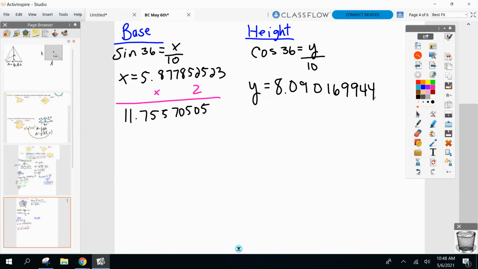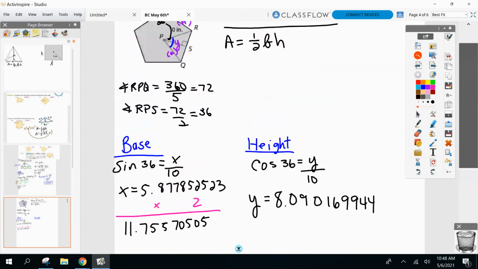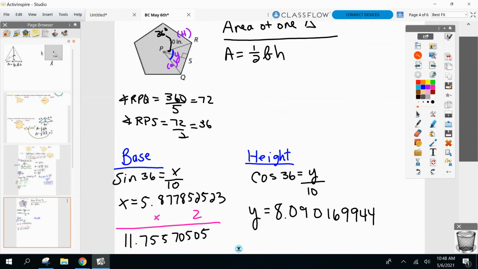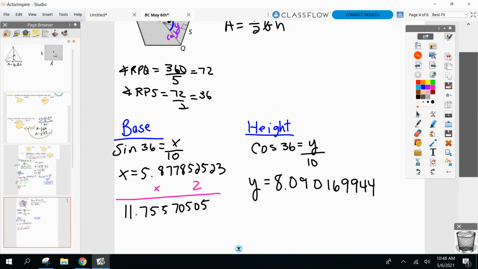Sophia, let's go. I started doing tangent with the non-rounded number over y. So tangent of 36 equals your 5.877 over y. Okay, yep, no issues there. Yeah, but you could do that too. That's fine, as long as you use tangent in that.